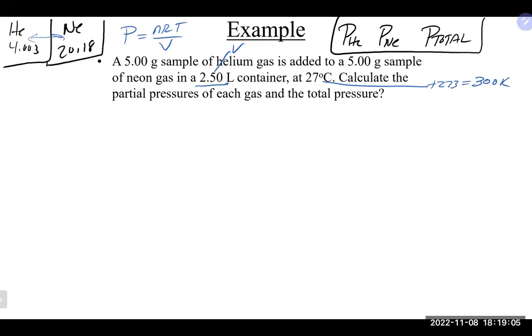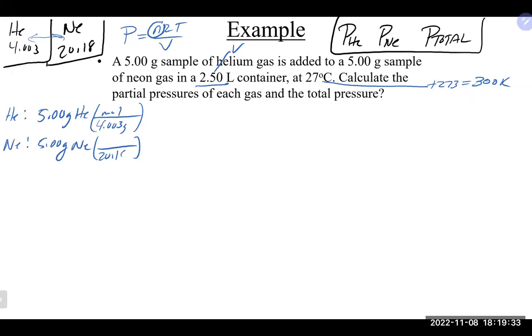That gives us 300 Kelvin. And again, as we talked about, the only difference in each of these calculations is going to be the moles, so we might as well start there. For helium, we'll take our 5 grams and divide it by the molar mass from the periodic table, 4.003 grams per mole. We'll do the same thing for neon, which is also 5 grams, using the molar mass for neon, which is 20.18 grams per mole.